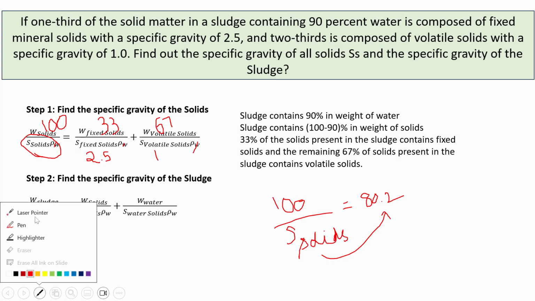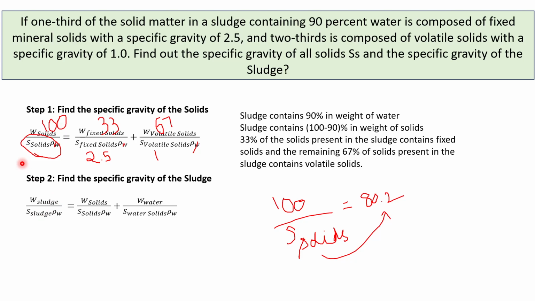Okay. One second. The weight of the thing for which you have to find the specific gravity, divided by the specific gravity of the thing for which specific gravity is to be determined, into the density of water, is equal to weight of fixed... the same fraction will be applied for its constituents.